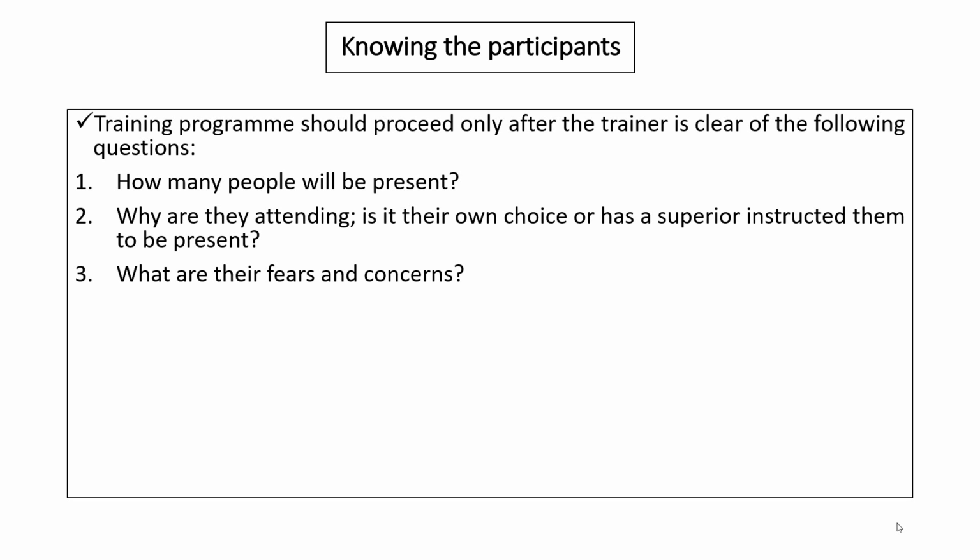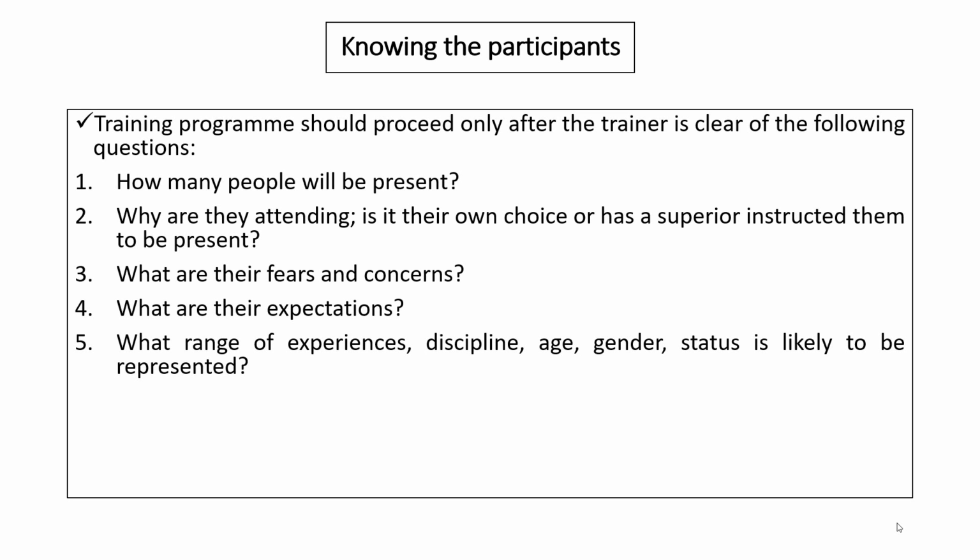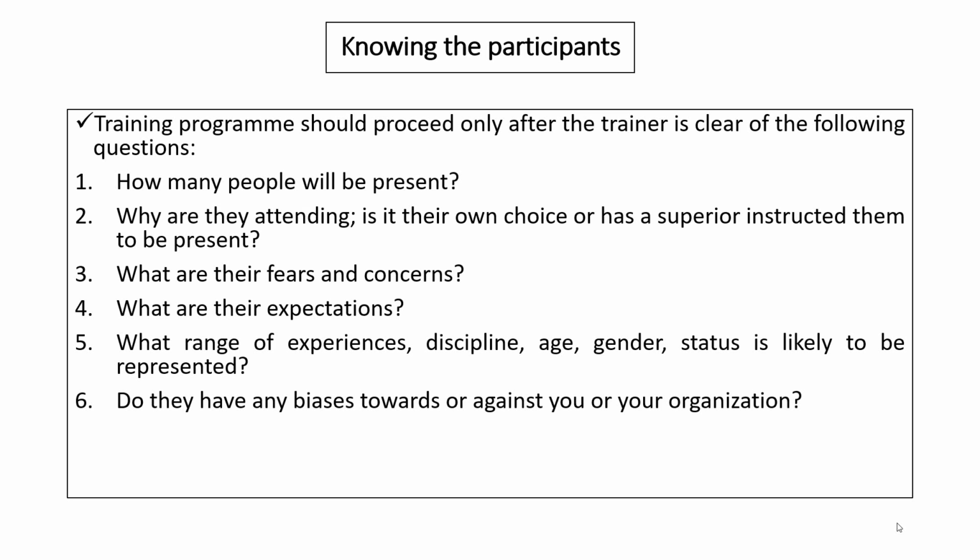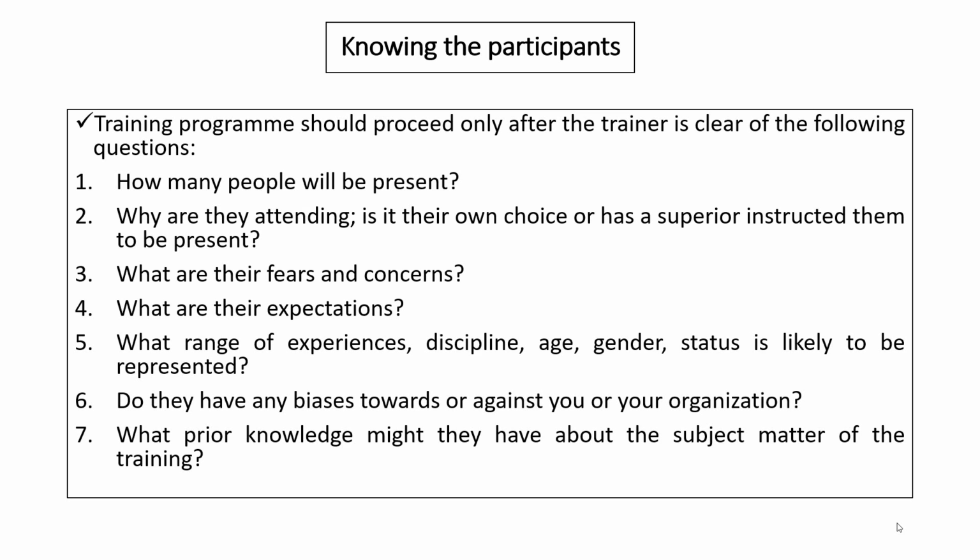What are their fears and concerns? What are their expectations? What range of experiences, discipline, age, gender, and status is likely to be represented? Do they have any biases towards or against you or your organization? What prior knowledge might they have about the subject matter of the training? The answers to these questions will give the trainer or the extension agent some basic information about the participants or the farmers attending the training. Therefore, it will make it easier on them to plan and prepare for the training accordingly.